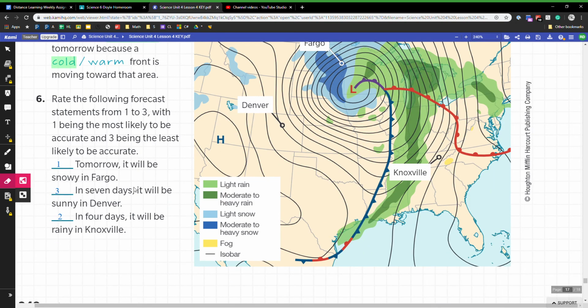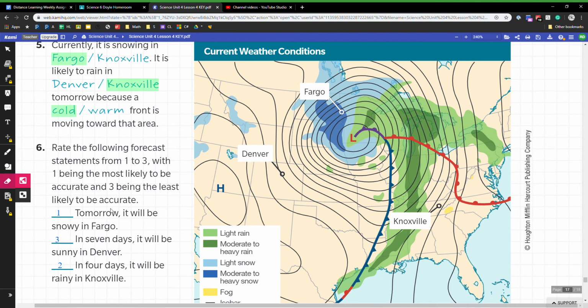And then I rated these actually based off of the time. So no, I didn't really even look at the map. I did a little bit, but then I realized that probably the more important thing is tomorrow it will be snowing in Fargo, in 4 days, and in 7 days. So these are all spread out enough that whatever the forecast for tomorrow is, that's going to be much more accurate than 4 days out or 7 days out. And 4 days out is still a big difference than 7 days. So I rated these in accuracy based off of how far out into the future they are.